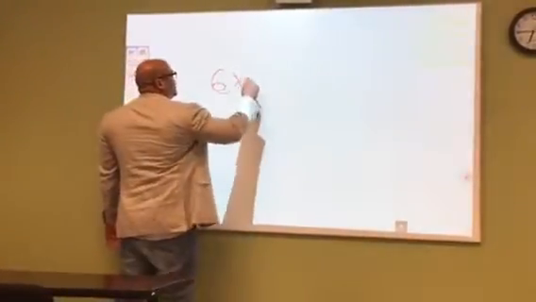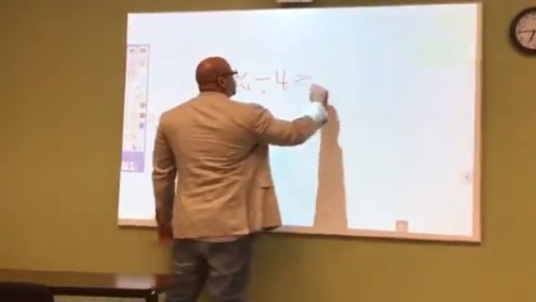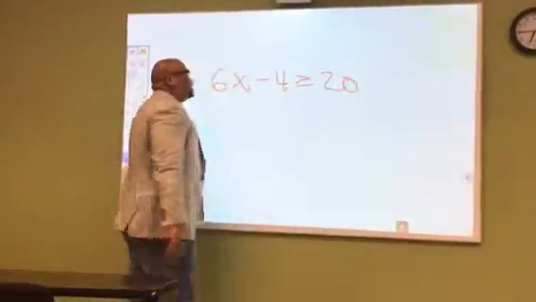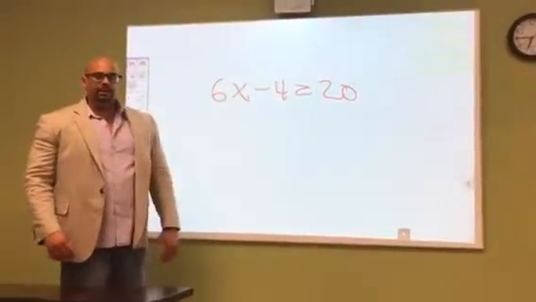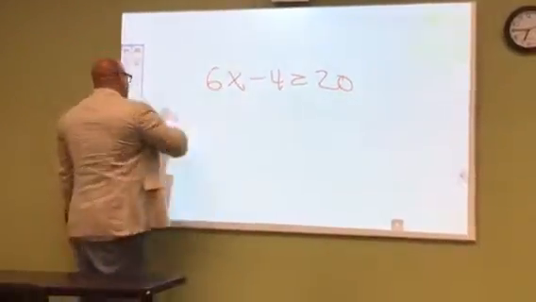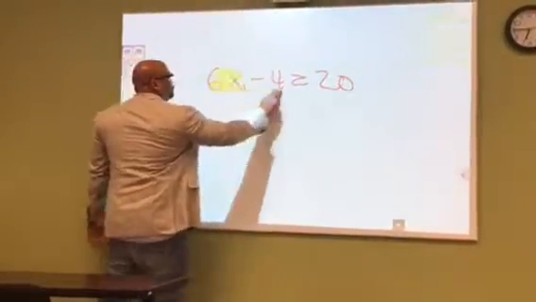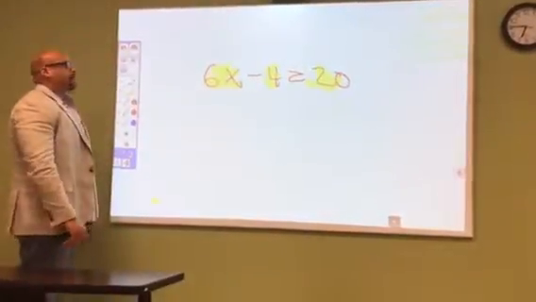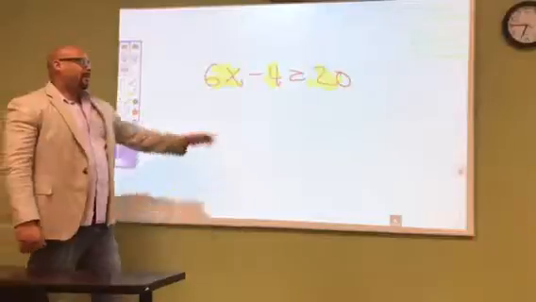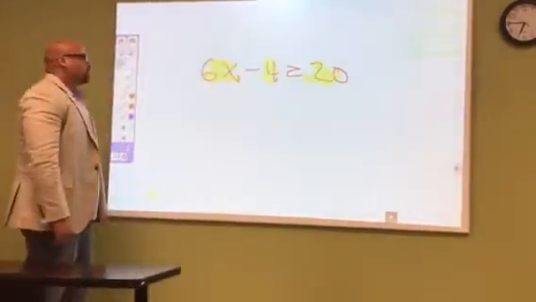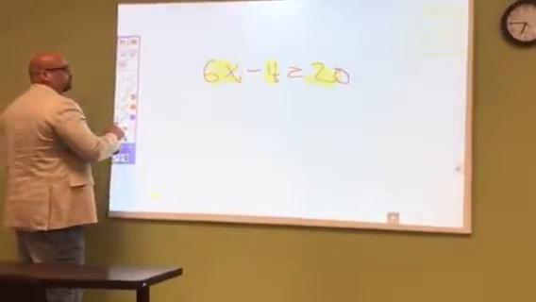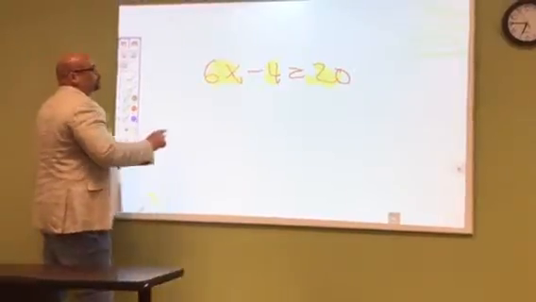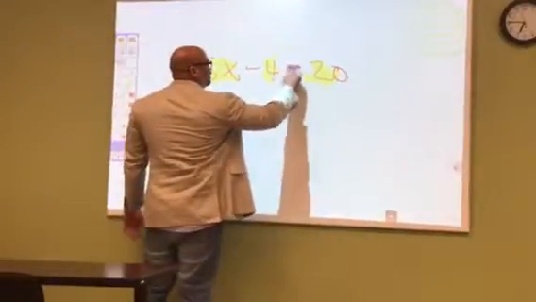6x minus 4 equals 20. How many terms do we have there again? 3 terms: the 6x, the 4, and the 20. Is that clear? How many operators do we have? 2. The minus and the equal.